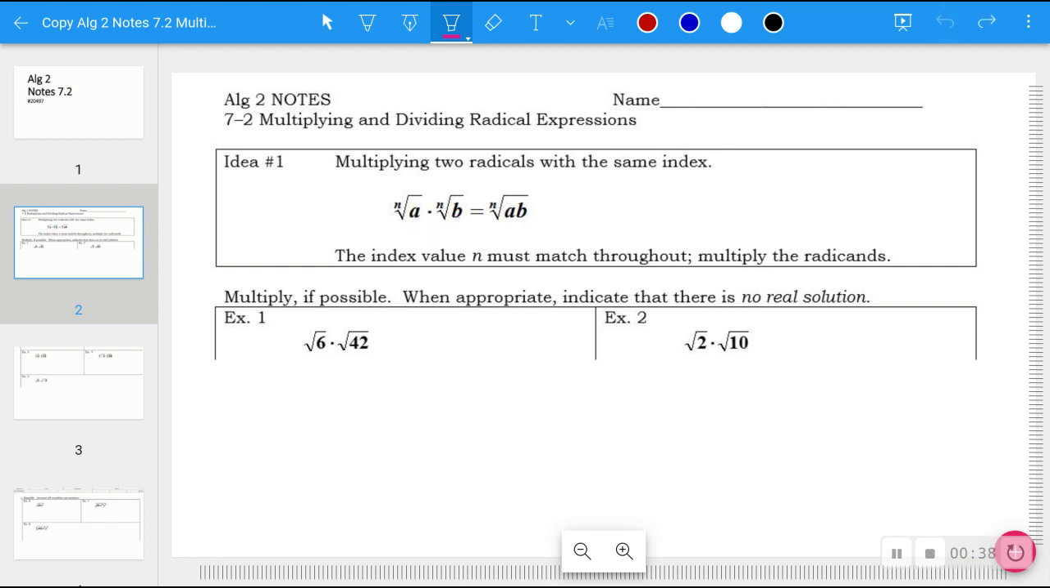Now there's a couple ground rules. The indices have to match throughout, so you can't, for instance, mix square roots and cube roots. Now there are some other things that you need to watch out for. If you have an undefined first section and an undefined second section, in other words, you have non-real numbers for those parts, then the whole thing is undefined or a non-real number.